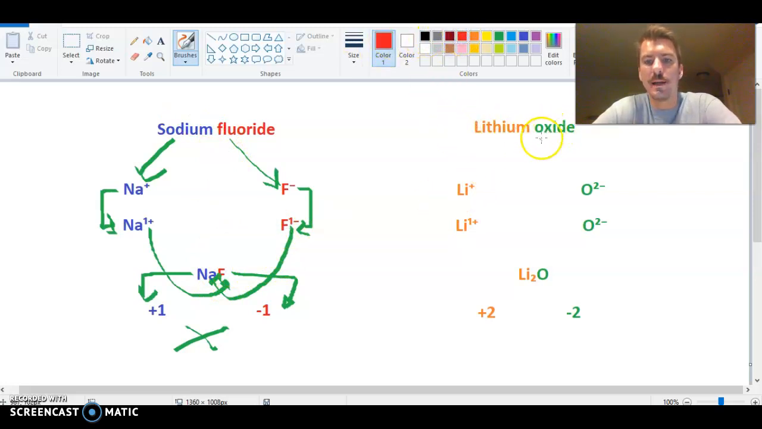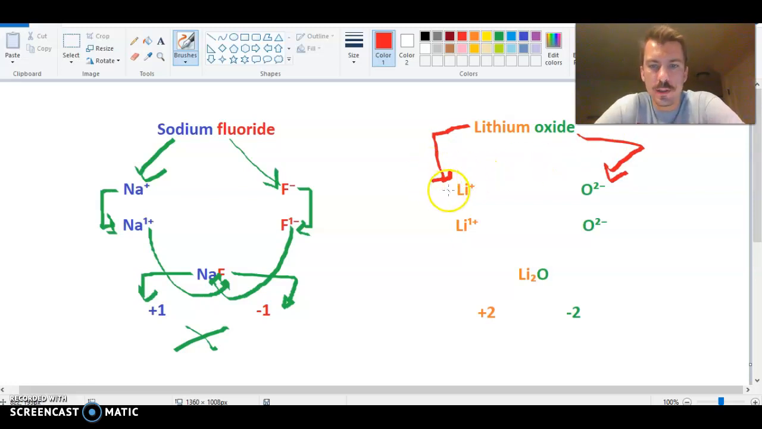Let's consider next lithium oxide. So lithium has one valence electron. So I write lithium as Li+. The oxide ion has 2 extra electrons because oxygen, with its 6 valence electrons, will tend to gain 2, giving the oxide ion a -2 charge.